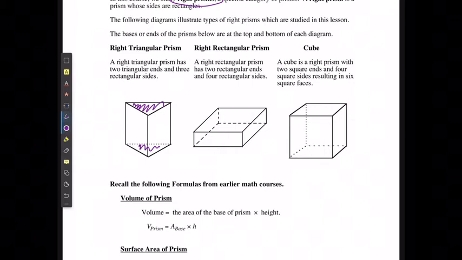We have a right rectangular prism, where we have a rectangle on the top and the bottom, and then four other rectangles. And then we have a cube, which we all know is just a square on the top and the bottom, and then four other squares that are the same size going around the sides.